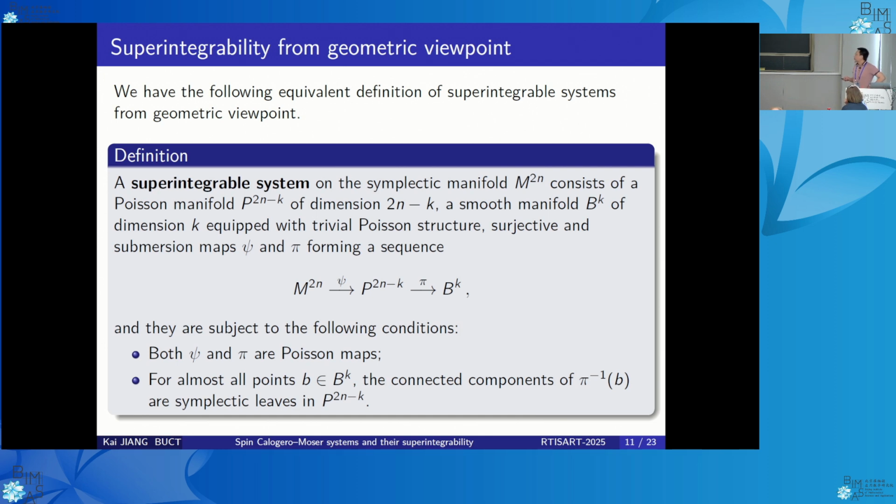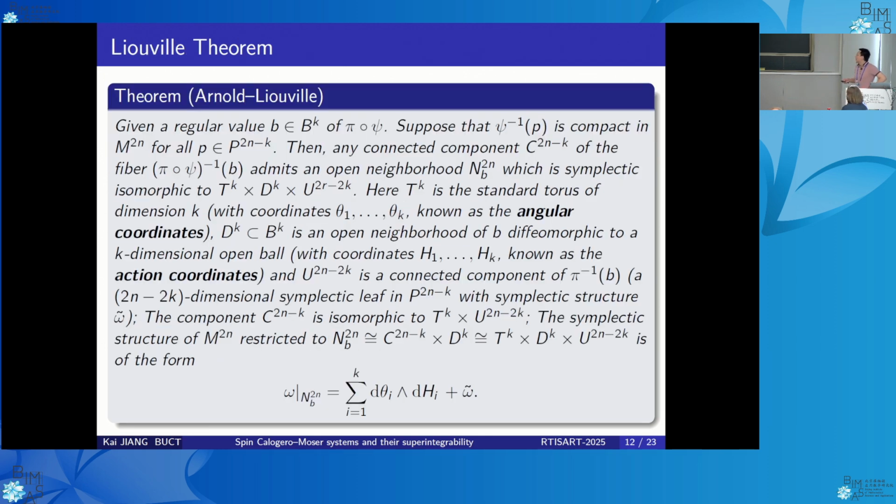For superintegrability, we still have some good properties. For example, the classic Arnold-Liouville theorem still holds. It is quite similar to the classic Arnold-Liouville theorem. It says that in a tubular neighborhood of a regular fiber, we can always have action-angle coordinates and write this tubular neighborhood as a torus of dimension k times a disk of dimension k, and another symplectic manifold U.